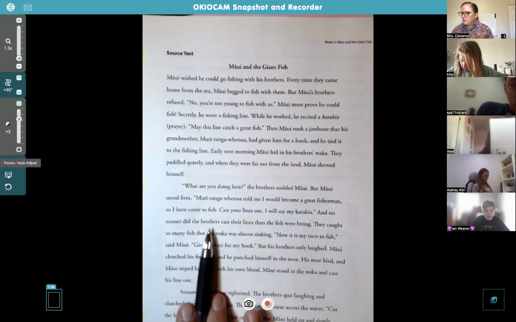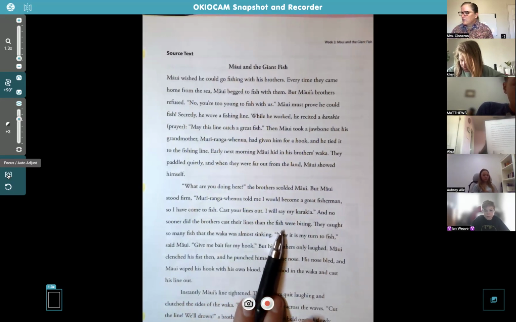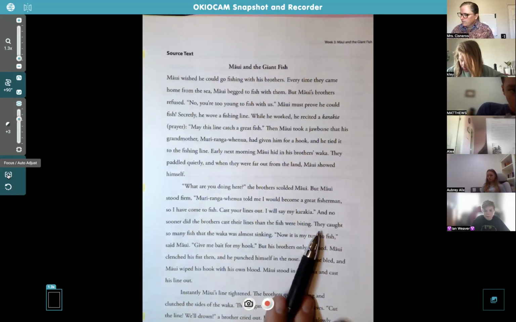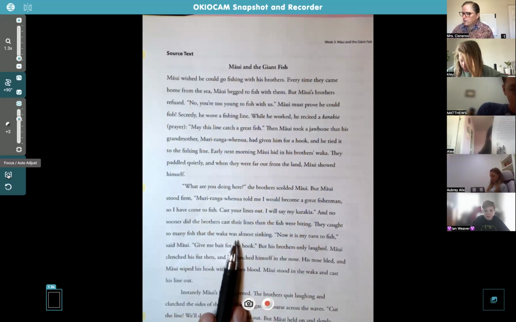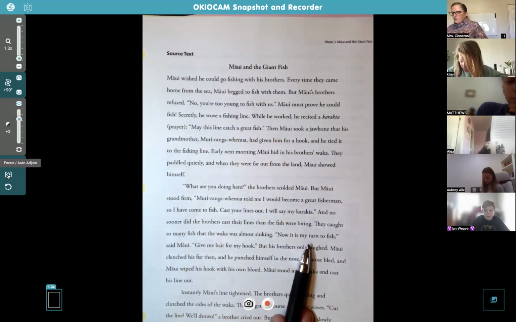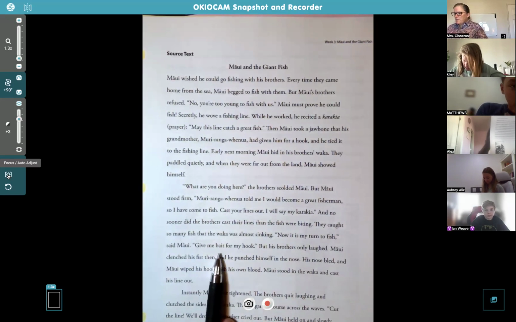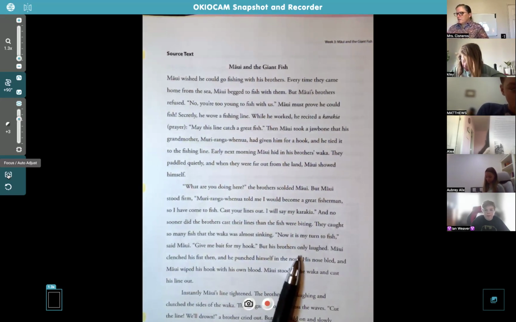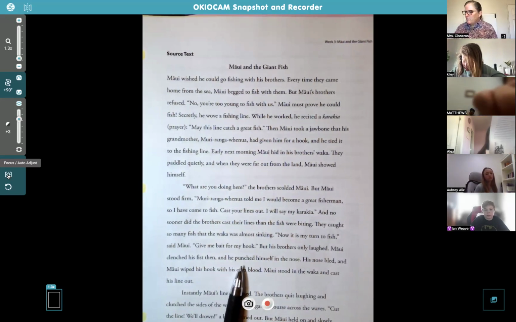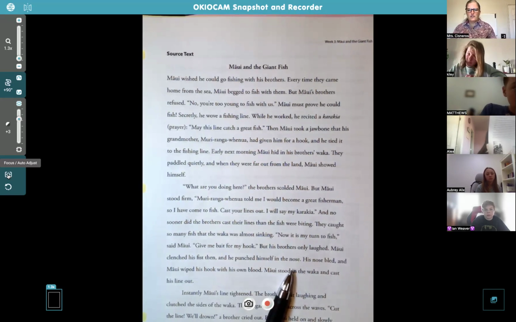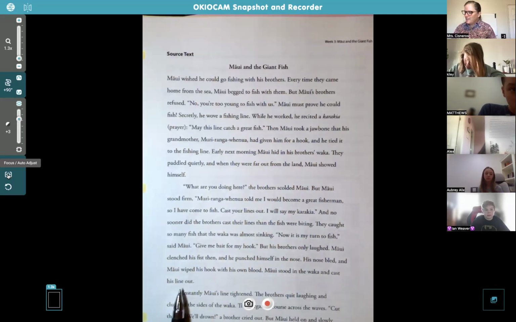And no sooner did the brothers cast their lines than the fish were biting. They caught so many fish that the waka was almost sinking. Now it's my turn to fish, said Maui. Give me bait for my hook. But his brothers only laughed. Maui clenched his fist. Then he punched himself in the nose. Yes, you read that right. He punched himself in the nose. His nose bled, and Maui wiped his hook with his own blood. Maui stood in the waka and cast his line out.